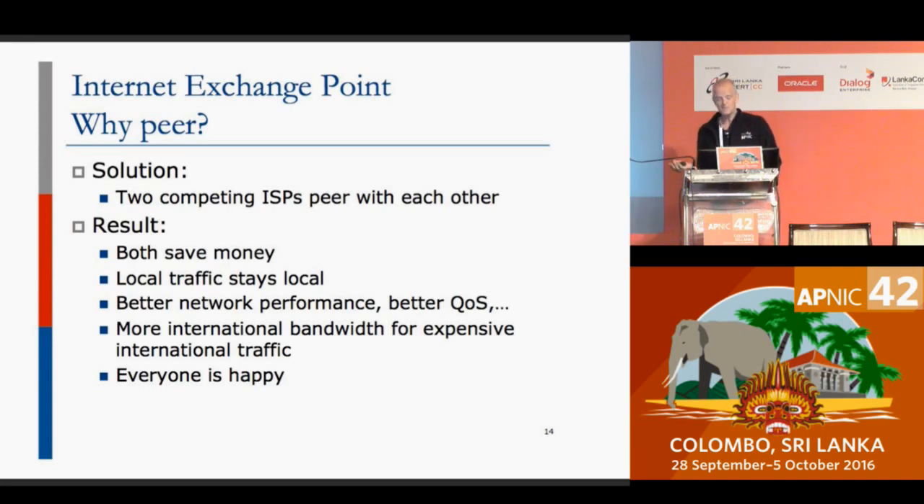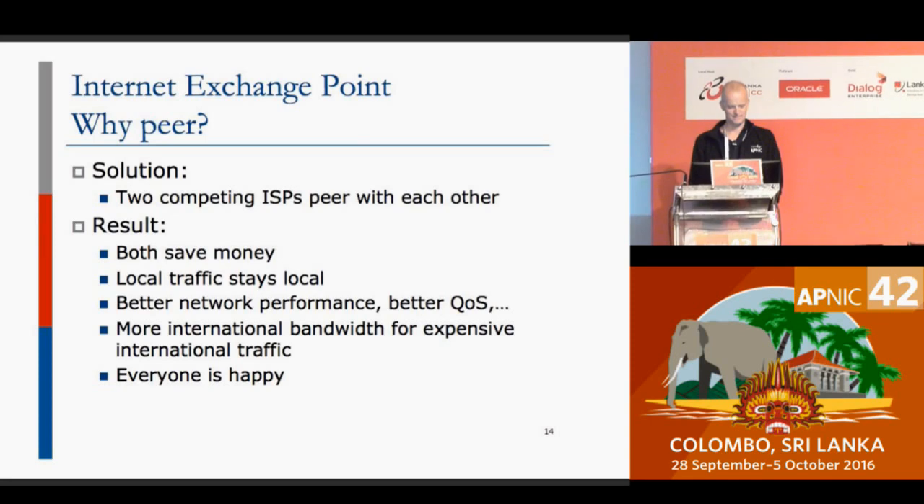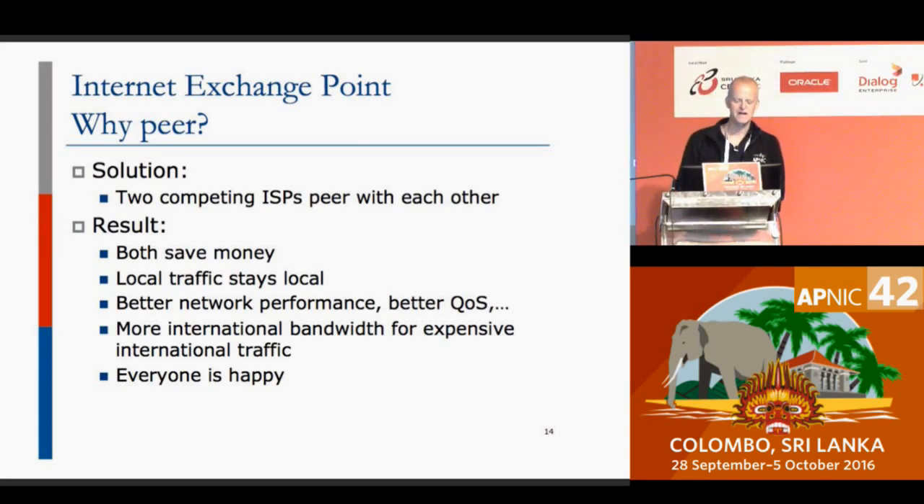So if they interconnect with each other, both of them save money, local traffic stays local, better network performance, better quality of service, more international bandwidth for expensive international traffic, and the customers become happier. I wouldn't say there's more international bandwidth for international traffic, because the network ends up being quicker because the interconnect was set up. Some of us thought, well, it will save our expensive international capacity. I think we saw a dip for 2-3 weeks, and then our international capacity filled up again because everything else got quicker.